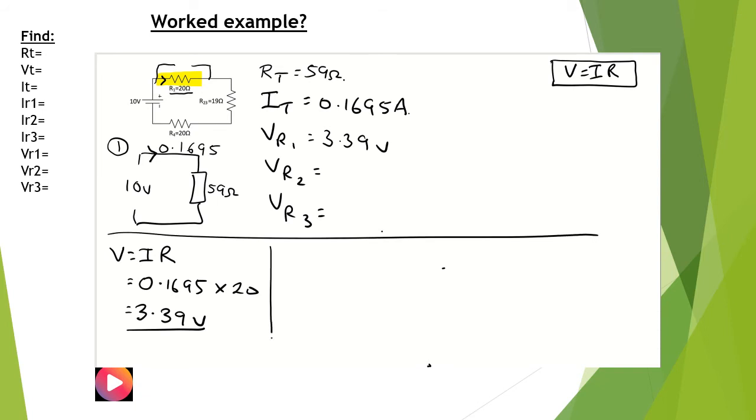Let us have a look at the voltage across this resistor. V is equal to IR. Probably should go VR2 equals IR2 times R2. The current is the same through the second resistor and the third resistor, because we covered earlier that the current in a series circuit is constant, multiplied by the resistance value, which is 19 ohms.